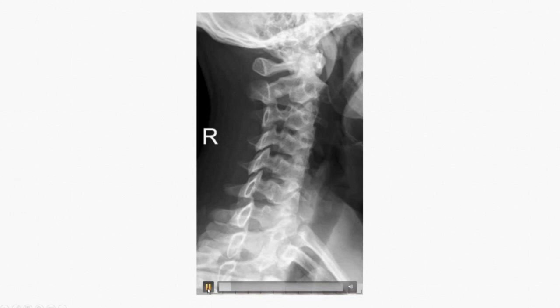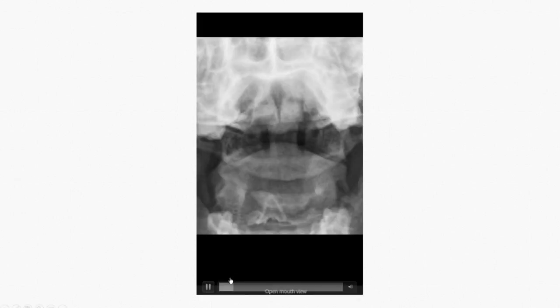The other one, which is very commonly used, is the open mouth view, and this is very typical for the dens fracture or the odontoid fracture. This is the C1 lateral mass, and this is the lateral mass of, or the superior articular surface of the C2, and this is where the C1 and C2 articulate on both sides. And we can see the dens or the odontoid process around here, and this is the vertebral body.